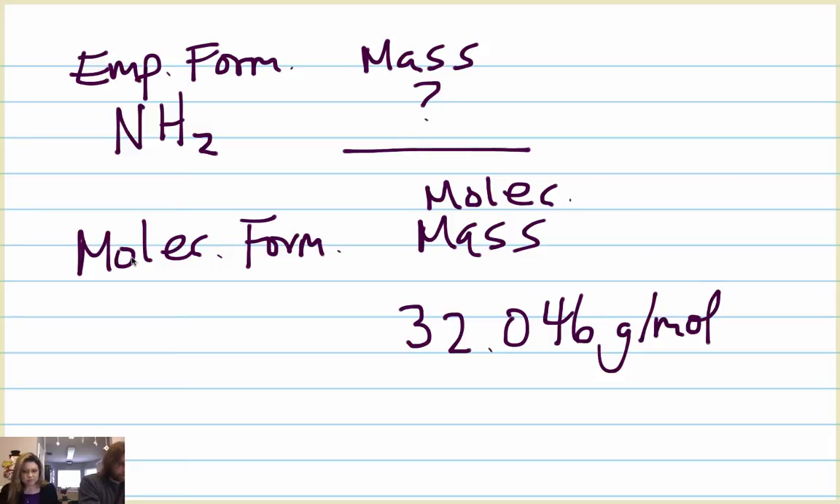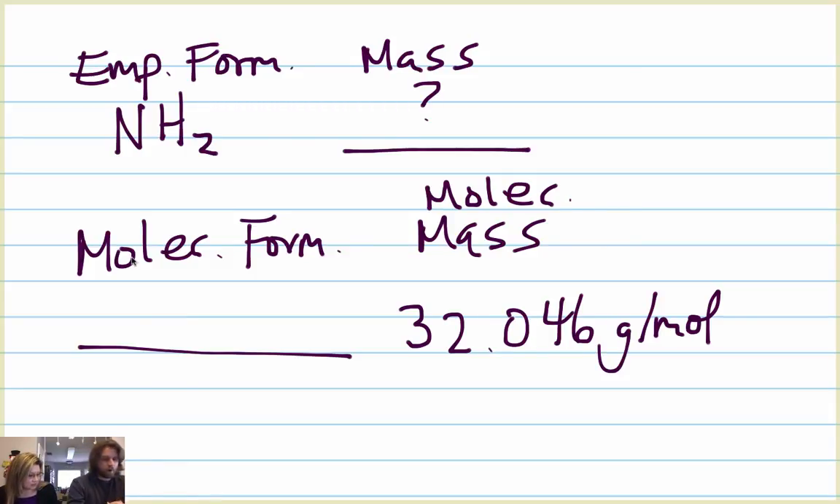grams per mole. So there's two things we have to figure out here. If I have an empirical formula of NH2 and I have a molecular formula mass of 32.046, how do I figure this out? Where do I start? Well, you can figure out how many times bigger the molecular mass is than the empirical molar mass. So how do I find that? We've got to calculate molar mass. Look at that video if you have some issues with it.